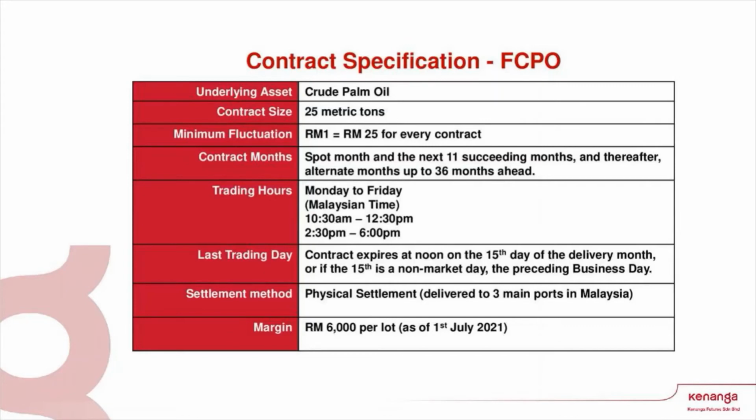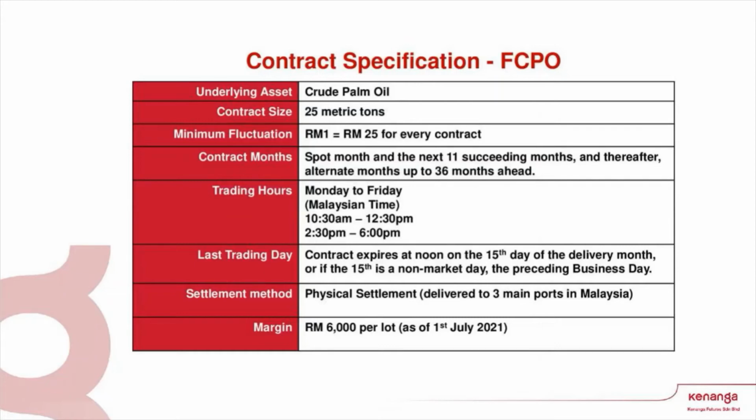Next, take note of the contract months, or which month the contract would be trading in. Then the trading hours, or the time it opens and closes. In this case, FCPO has 2 trading sessions in a day with a 2-hour break in between the morning and afternoon sessions. The last trading day, or the day when the contract expires and moves on to the next trading month. The FCPO contract expires at noon on the 15th day of the delivery month, or if the 15th is a non-market day, then the next business day.